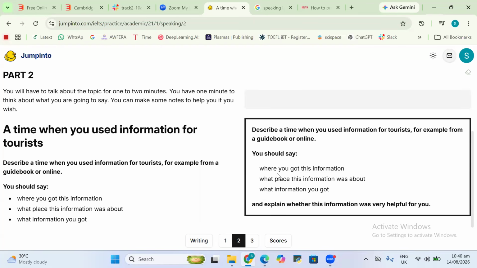The first point is where you got this information, what place this information was about, what information you got, and explain whether this information was very helpful for you. Okay, so your time starts now. You can take 1 minute. After 1 minute, you need to give your answer for at least 1 to 2 minutes. I can also interrupt you. Your preparation time starts right now.